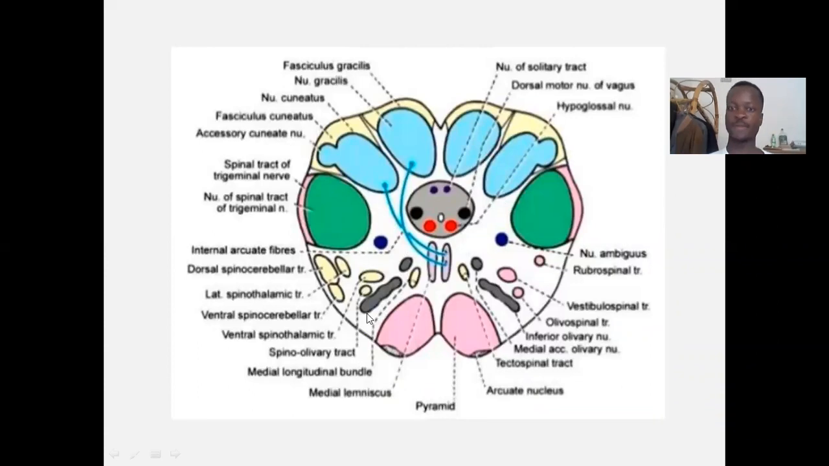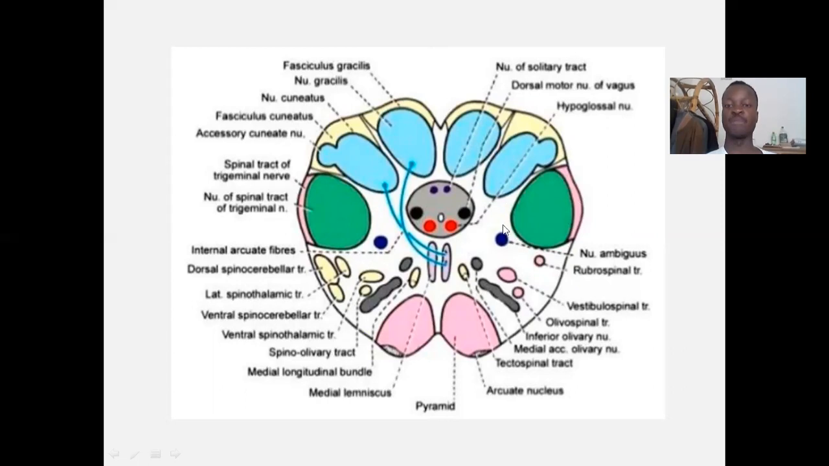Then from another view, this is your nucleus gracilis and the fasciculus. This is your nucleus cuneatus and its fasciculus. This is the accessory cuneate nucleus that we said was going to form the cuneocerebellar pathway to the cerebellum, subserving proprioception from the upper limbs, right? Then this is the nucleus of the spinal tract of the trigeminal nerve and its laterally placed tract, which is this one.